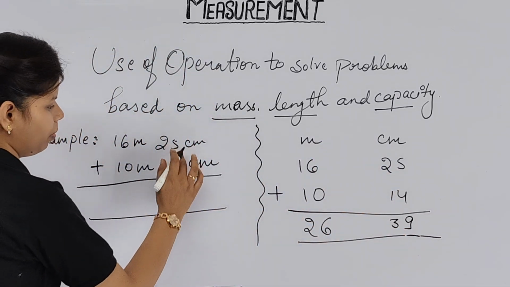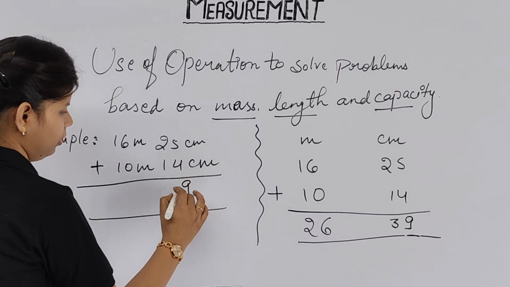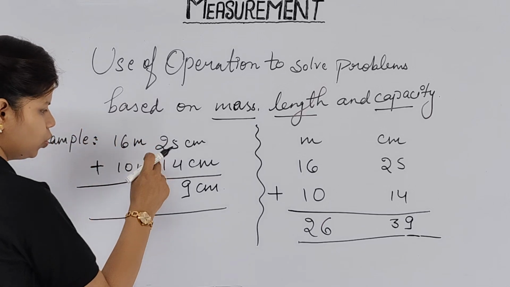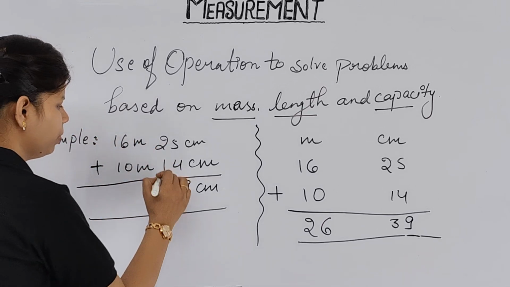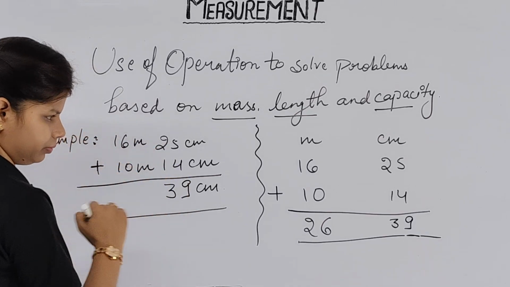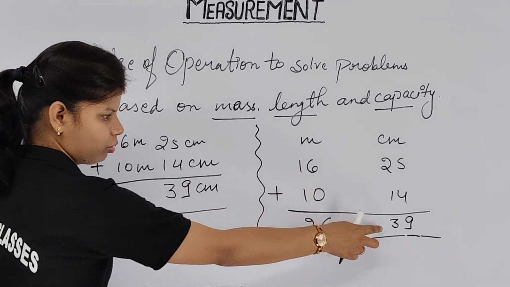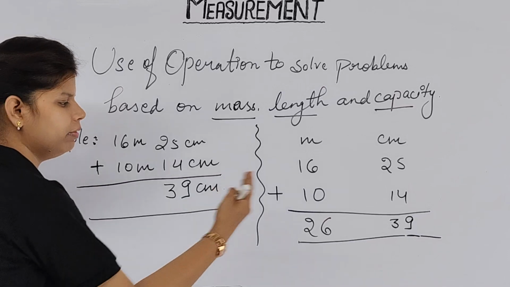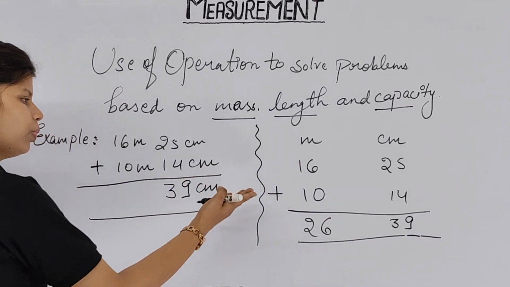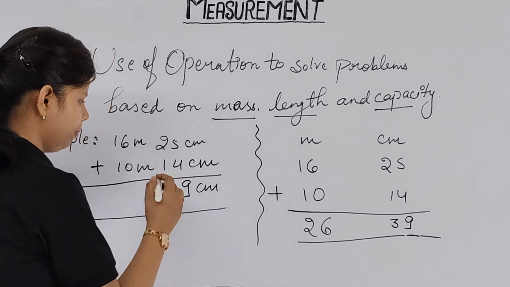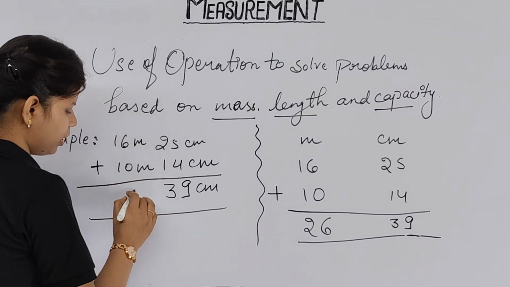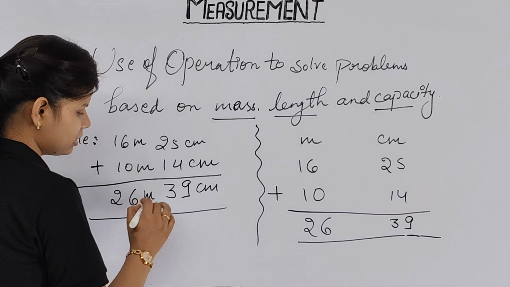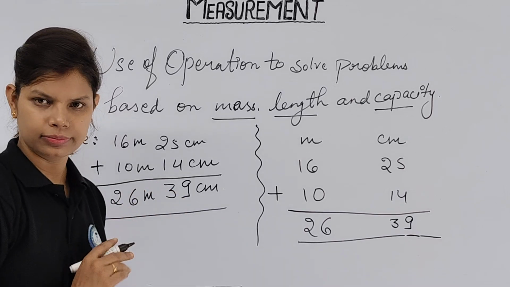Here also you can see 4 plus 5 you get 9. The same centimeter you copy here. Next 2 plus 1 you get 3. The same 39 you get here also; only the method is different. You can use either of the methods in your exam, but you can learn both. Understood, no? Now 6 plus 0 you get 6 and then 1 plus 1 you get 2. That means 26 meter 39 centimeter.